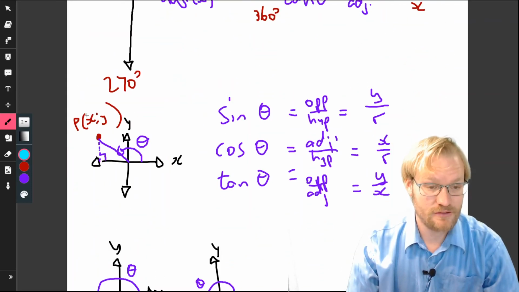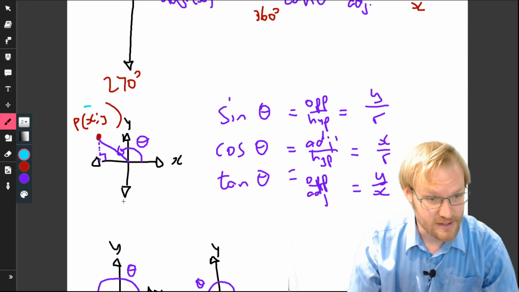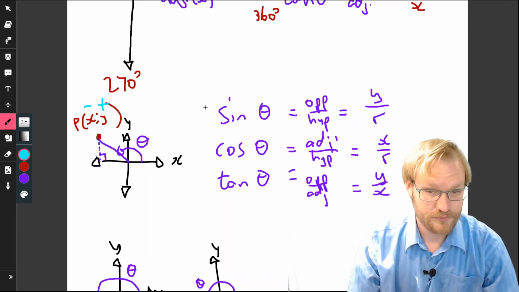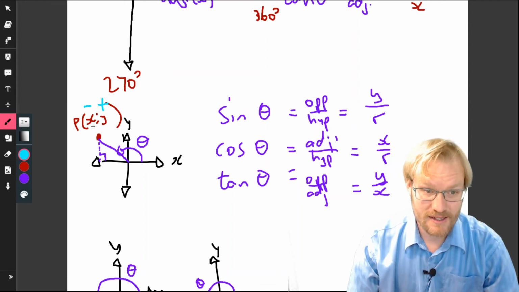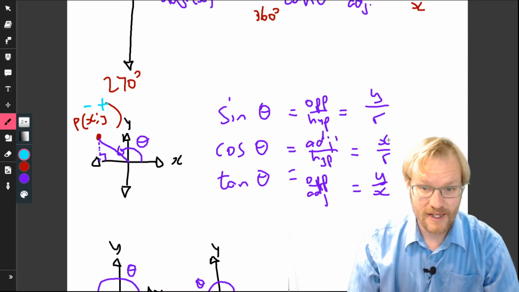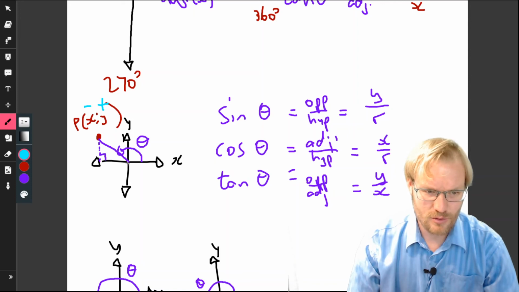Is x positive or negative? Well, x is over here, so it's a negative value. What about y? Is y positive or is it negative? Well, it's positive. Okay, so sine theta in this quadrant, it's y over r. Y we said was positive, and r is always positive, so sine theta in this quadrant must be positive. What about cos theta? X over r. Well, x is negative, and r is always positive, so this must be negative.